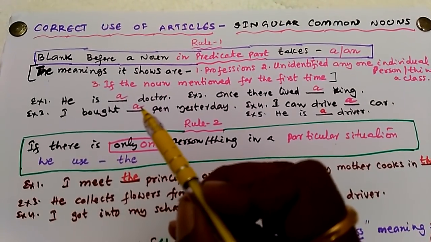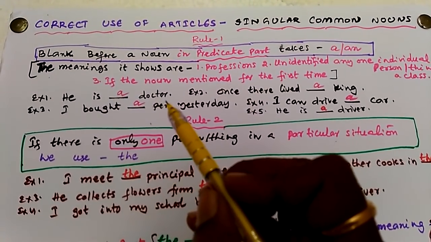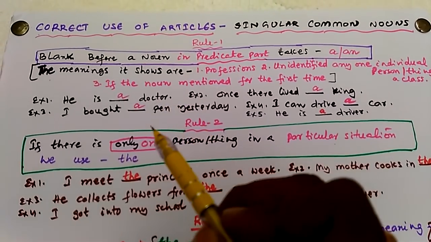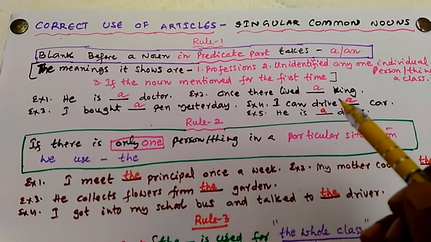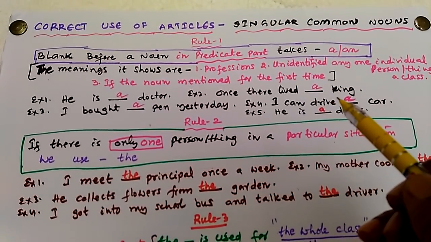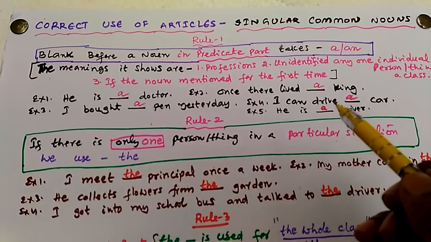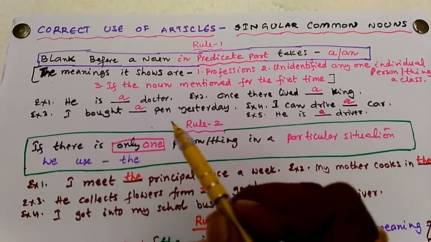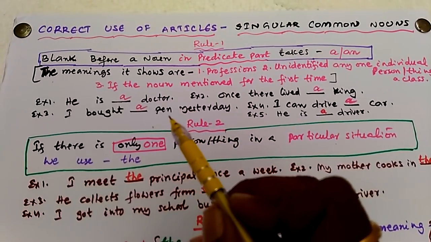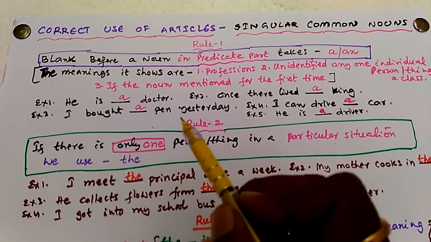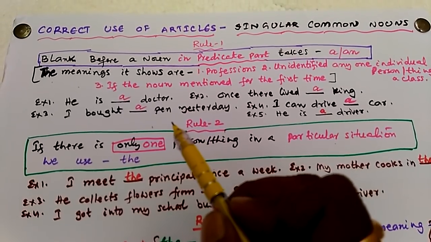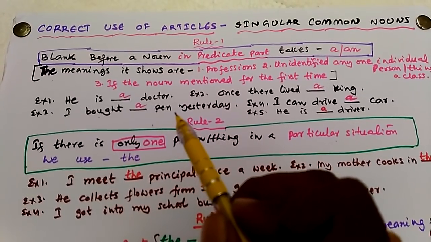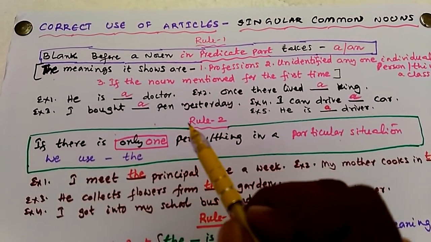Look at this example. He is a doctor. Here, a doctor means an unidentified doctor. Once there lived a king. Here, this king is an unidentified king, and this noun is mentioned for the first time. I bought a pen yesterday. Here, a pen means an unidentified pen. That means either the listener or the reader doesn't know which pen it is referred to.